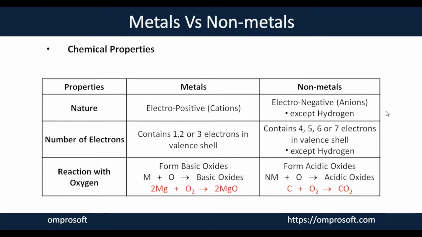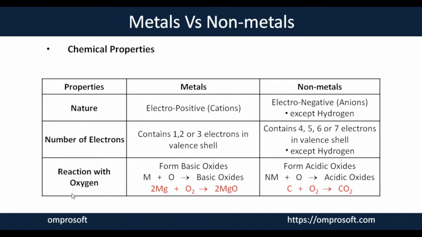But in non-metals, the valence shell has more electrons, like 4, 5, 6, 7, except hydrogen, because hydrogen has only one electron in the outermost shell and the other non-metals have more. Because giving electrons would need a large amount of energy, non-metals are always ready to gain electrons to fulfill their valence shell.